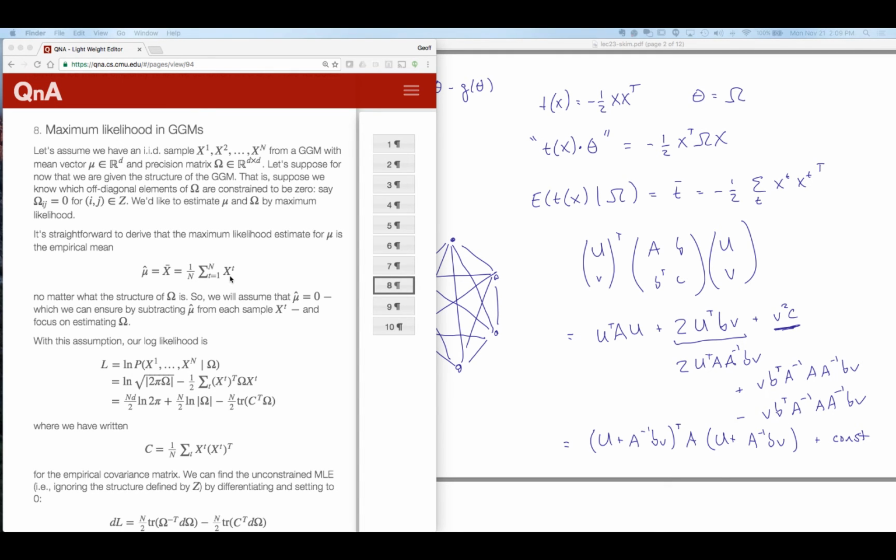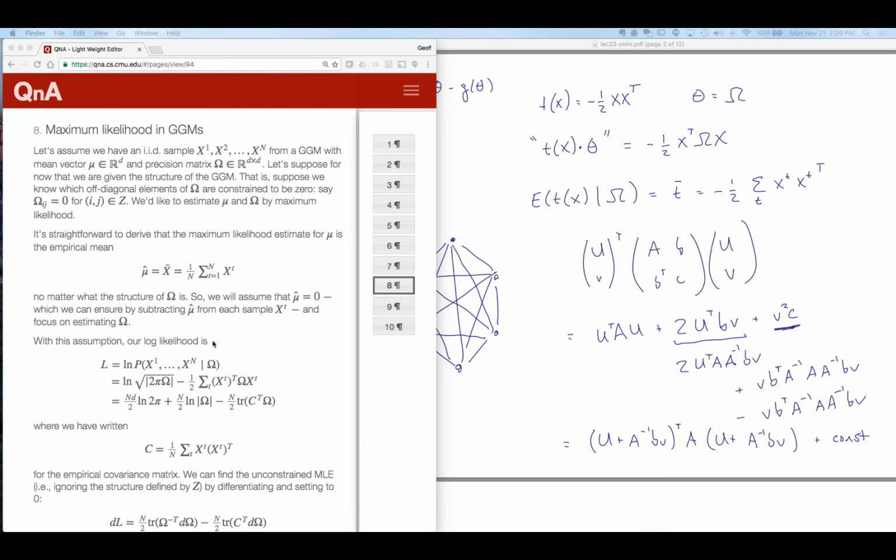And so we're going to skip talking about that. We're just going to assume that the mean is 0, and we'll look at estimating the precision omega. And what you would do in practice is just estimate the mean first, and then subtract it off, and then estimate the precision from that 0 mean data.